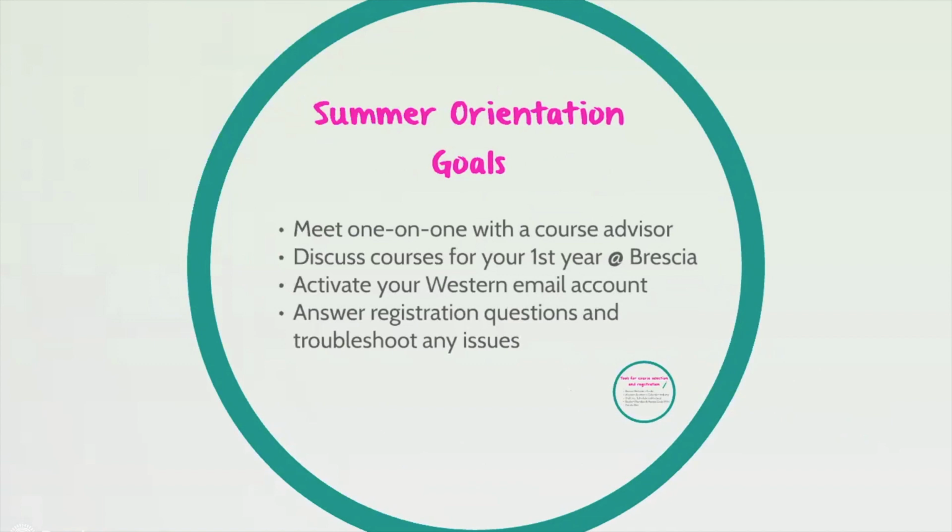Hopefully you'll be able to meet one-on-one with a course advisor to discuss some of your first year courses. Before you do that, you will need to activate your Western email account because that login and password is what gives you access to the Student Center as well, where you'll be able to register for your courses as well as use that draft my timetable tool in order to draft some of those courses together. And of course, we will be able to answer any registration questions and troubleshoot any issues at that one-on-one meeting with the course advisor, and also by emailing the Hive. That's our one-stop shop, and I'll be chatting a little bit more about them in just a few minutes.